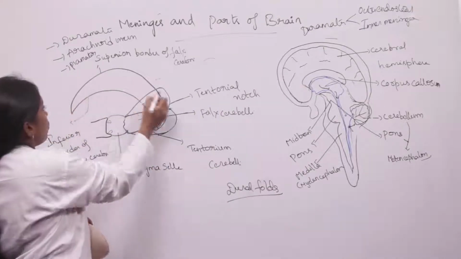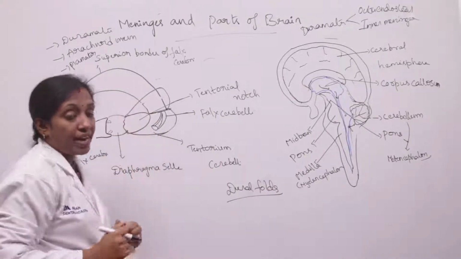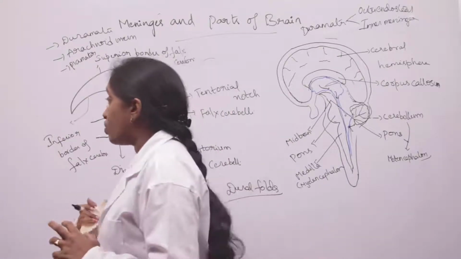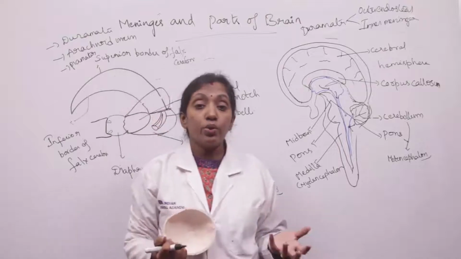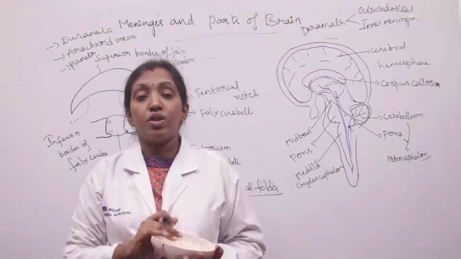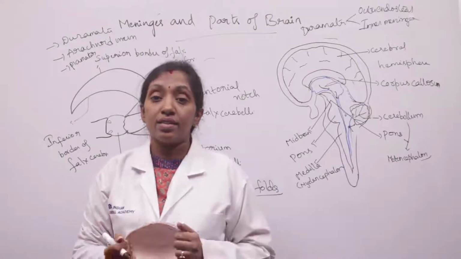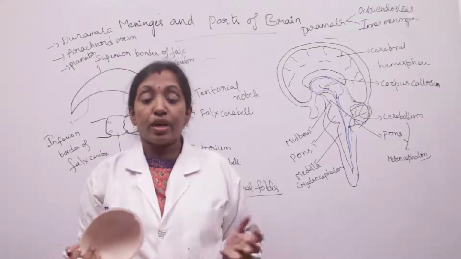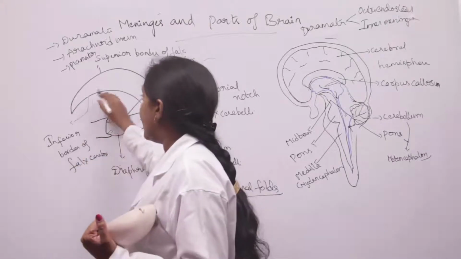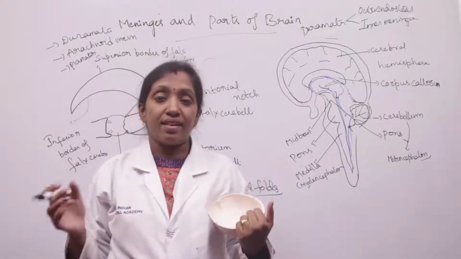So this is the falx cerebri. And what is the function of these dural folds? These dural folds give space to dural venous sinuses. What are these dural venous sinuses? They are filled with venous blood collected from the brain and its meninges. So in these dural folds, dural venous sinuses are present.